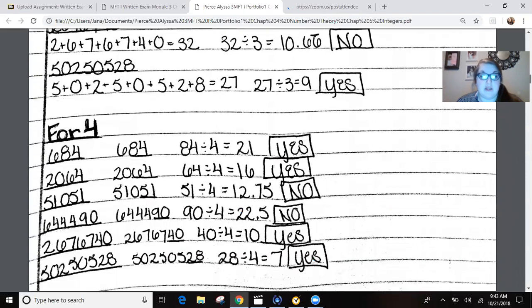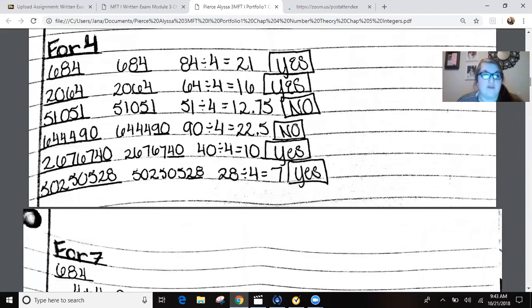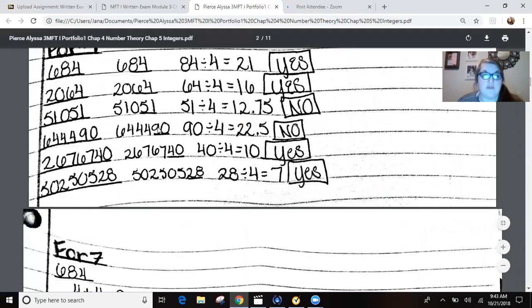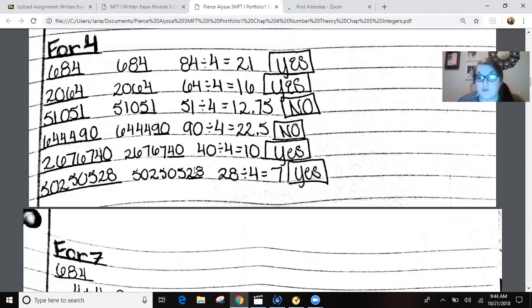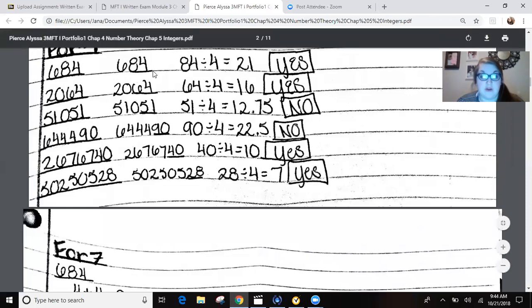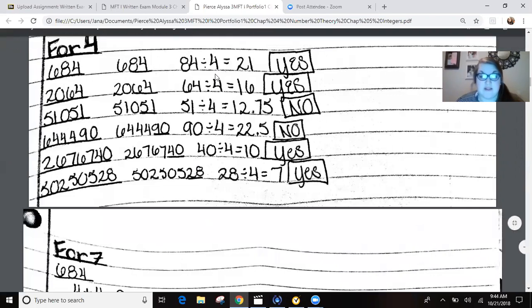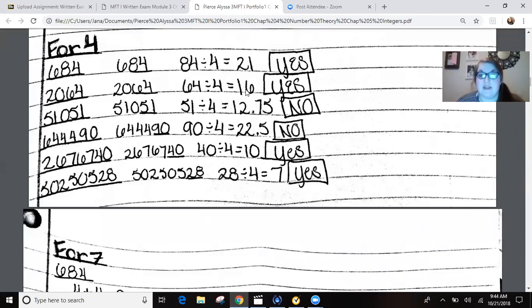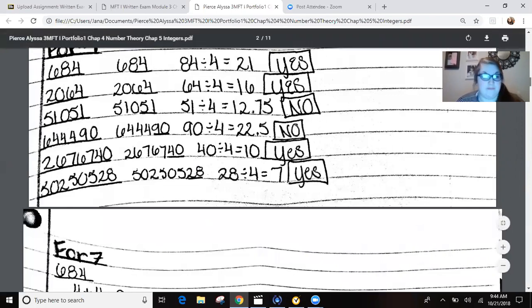Now, divisibility by 4 is pretty cool. I've written the whole number, and then I've underlined the last 2 digits of the number to see if those are divisible by 4, because that's how you count that. So 84 is the last 2 of this number. So we have 84 divided by 4 is 21, so yes. 64 divided by 4 is 16, yes. 51 divided by 4 is 12.75, so no. And so on.